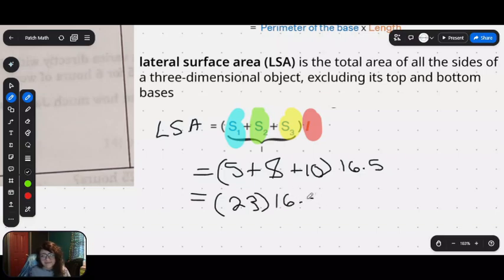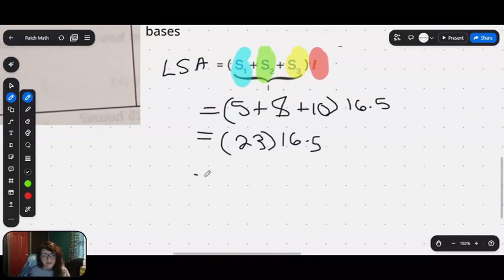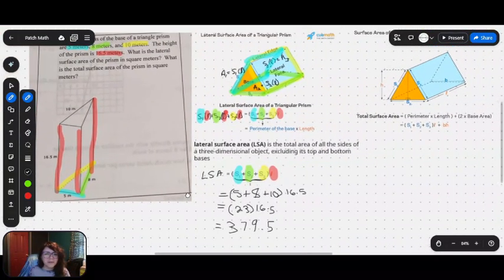All right. And then you can always use scrap paper if you need to. You know me. My student that I'm making this for, they're allowed a calculator tomorrow. I'm going to do a calculator for this part. 23 times 16.5. So 23 times 16.5 is 37... why did I say 37? 379.5. All right. So we zoom out and we think about what are we dealing with here.